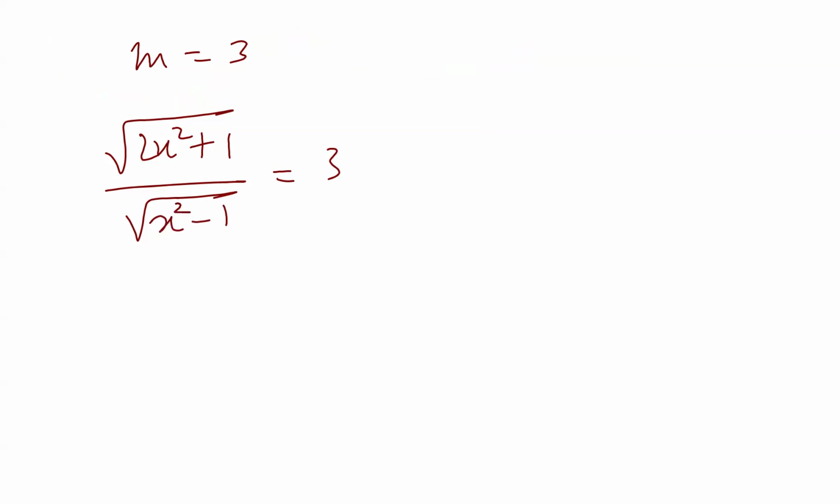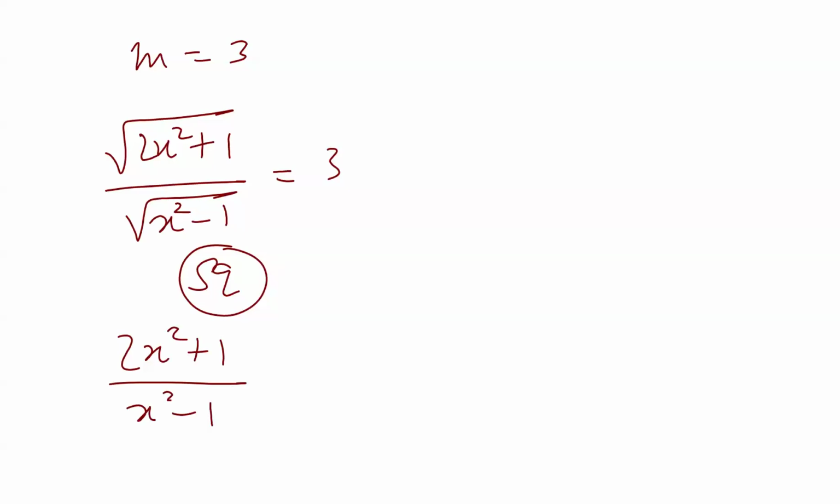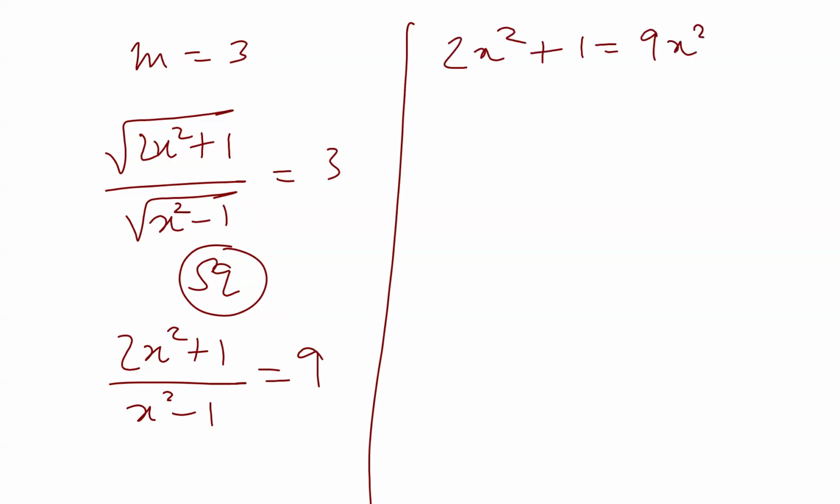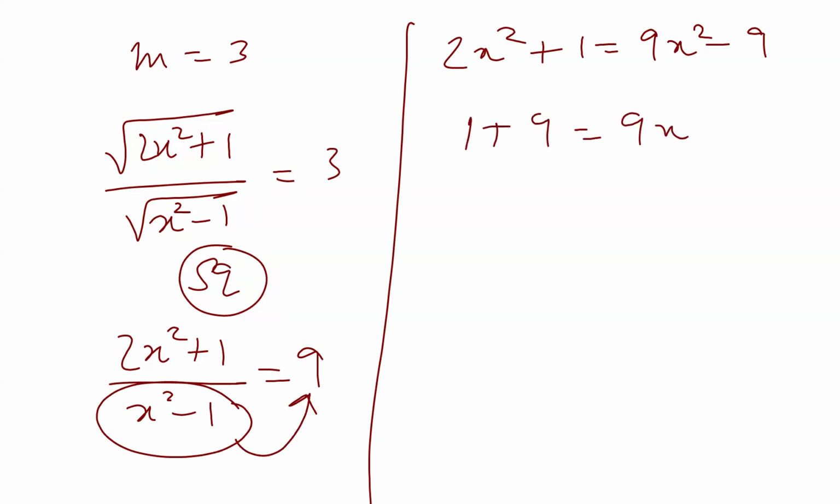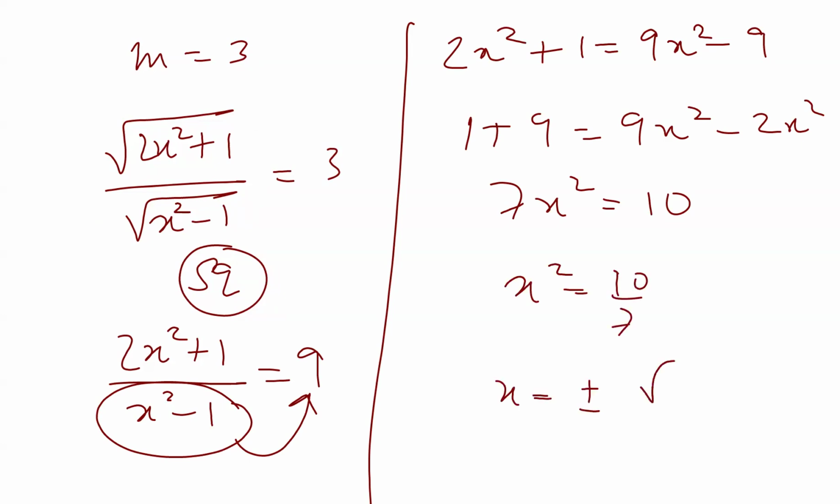Okay, squaring both the sides. 2x square plus 1 upon x square minus 1 is equal to 9. To eliminate these roots, we have to square both the sides. So 2x square plus 1 is equal to 9x square minus 9. Cross multiply. So 1 plus 9 is equal to 9x square minus 2x square. 7x square equal to 10. x square equal to 10 by 7. So x is equal to plus or minus root 10 upon root 7. So this is one part I have solved.